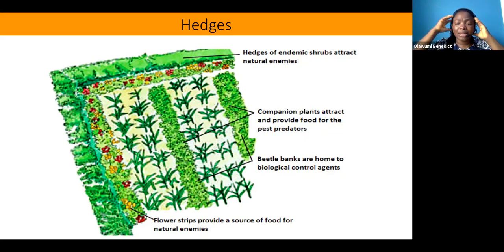Then they also serve as banks for biological control agents. The flower strips provide a source of food for natural enemies also. So the natural enemies feed on the flower strips, and also it's a place for pollinators, like we have mentioned.